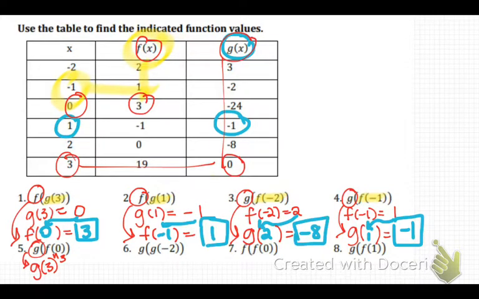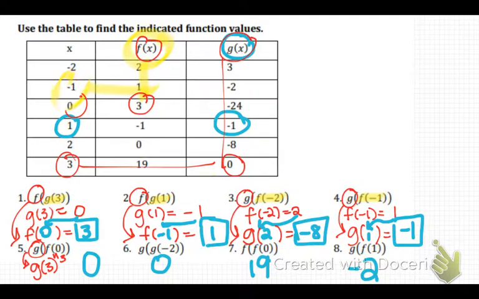For number 5, the answer is 0. What is the answer for number 6? It is also 0. What about number 7? 19. And what about number 8? -2. Okay.